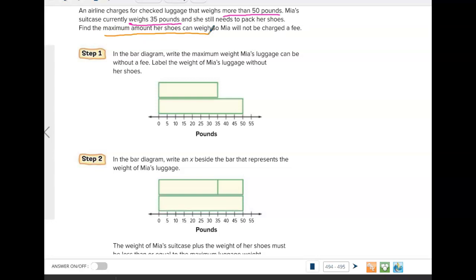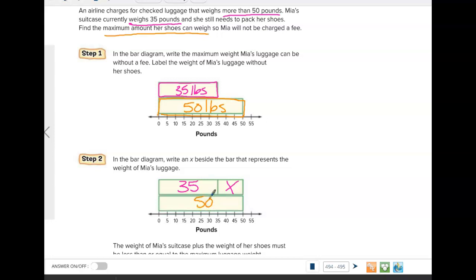Down here we have our bar diagram, and this section right here represents the 50 pounds that the suitcase can weigh. Then this other one represents the 35 pounds that she already has packed. In the bar diagram, we're going to write an X beside the bar that represents the weight of Maya's luggage. So we are missing how much her shoes could weigh. That's going to be our variable X, which is this part over here. This is still the 35 pounds, and this is still our total of 50 pounds.